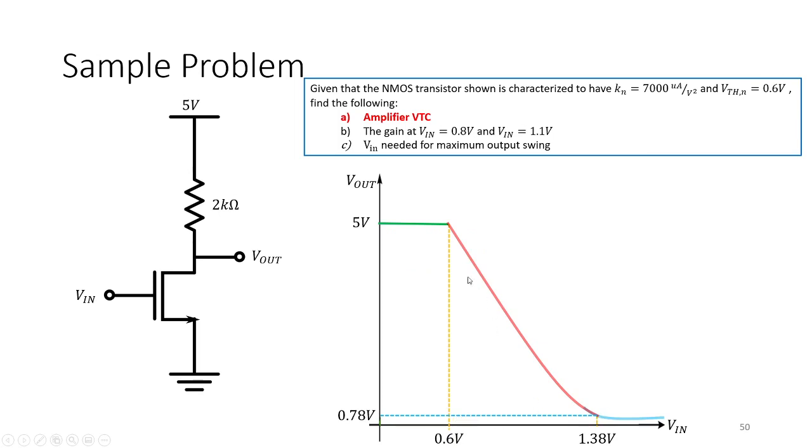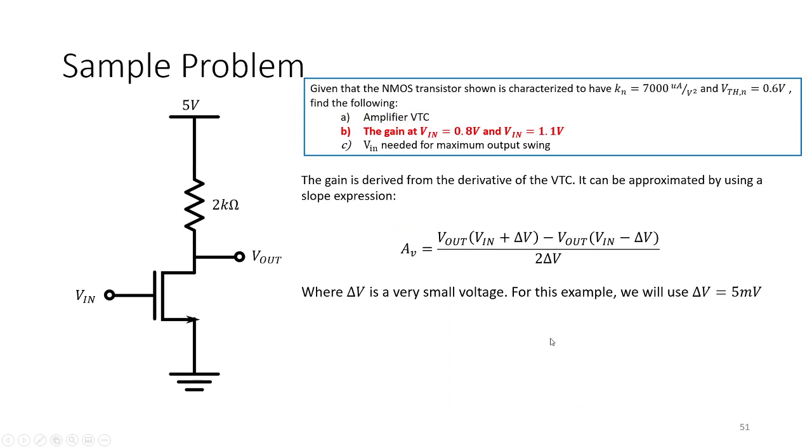So that means that this is the amplifier VTC. And then if the amplifier is biased to have 1.38 volts here, the output DC is 0.78, because remember 0.78 is VGS minus VTH, which is the VDSat. Okay? Now this is the amplifier VTC. So next, how do we find the gain at certain voltage values?